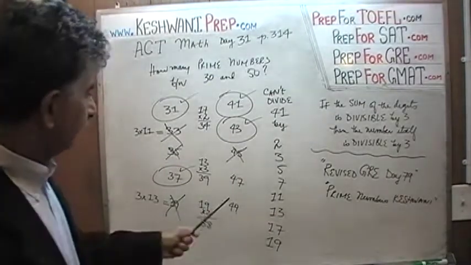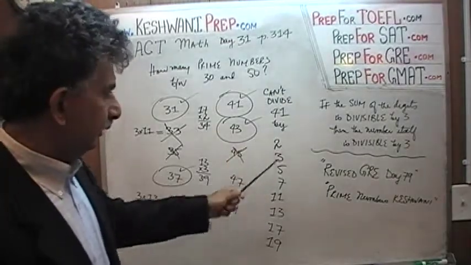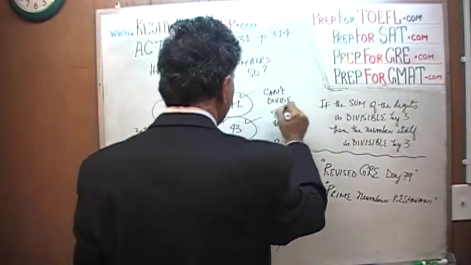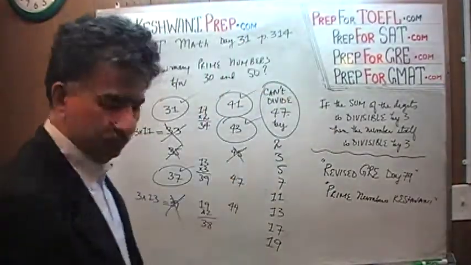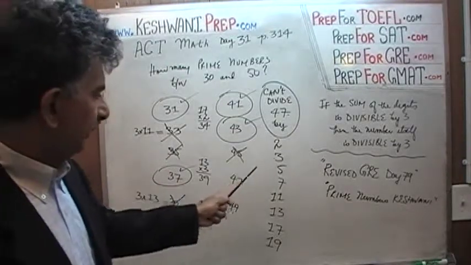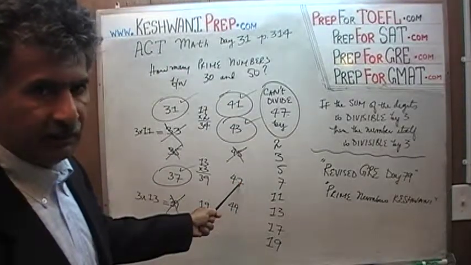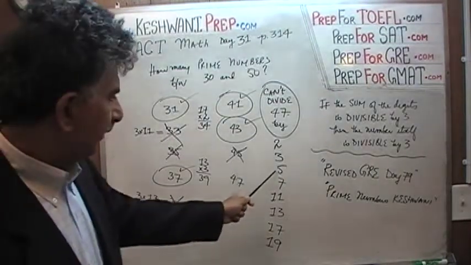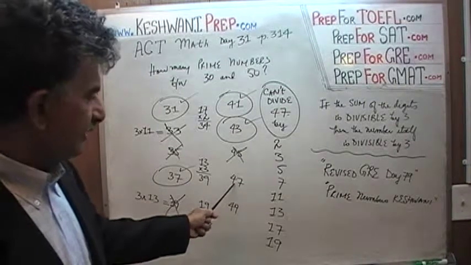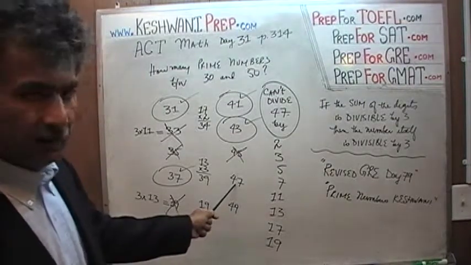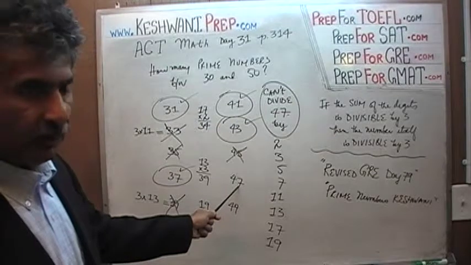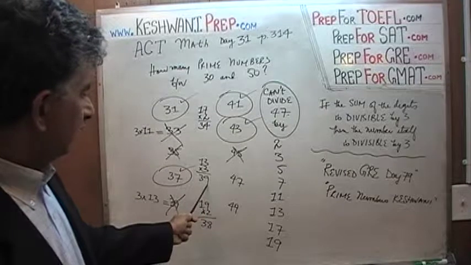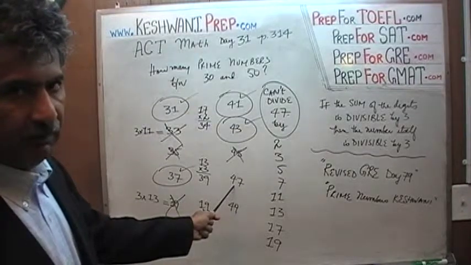47, very quickly. We cannot divide 47 by 2 because it's not even. We cannot divide it by 3 because 4 plus 7 is 11, and 11 is not divisible by 3. We cannot divide it by 5 because it doesn't end in a 0 or a 5. We cannot divide it by 7 because 7 times 7 is 49. This is 47. We can't divide it by 11 because if we divide it by 11, it will be 44, and we'll have a remainder of 3. We can't divide it by 13 because 13 times 3 is 39, and that's going to give us a remainder of 8. It doesn't divide evenly by 13.